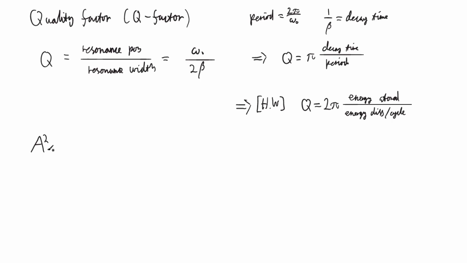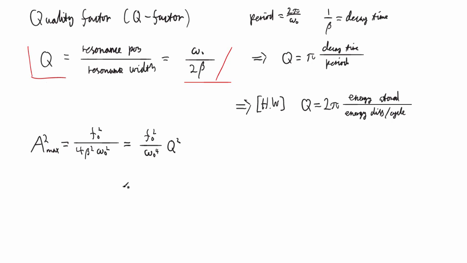We have that A max squared is given by this, and here's the definition of the Q factor right there. So that means that we can replace 4 beta squared with omega squared divided by Q, or divided by Q squared, of course. So this becomes equal to... so large Q factor means large amplitude, obviously.